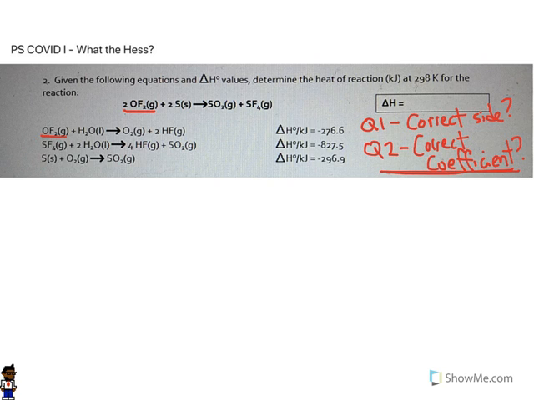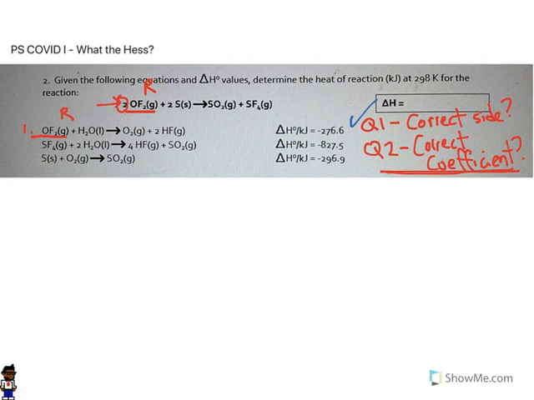Is it on the side that you want? In the target equation, it's on the reactant side. On this equation over here, for equation number 1, it's on the reactant side. That's perfect. That's what you want. So we checked off question number 1. What about question number 2? Is it the correct coefficient? So this coefficient in our target equation is 2. But the coefficient here is 1. That is not what we want.